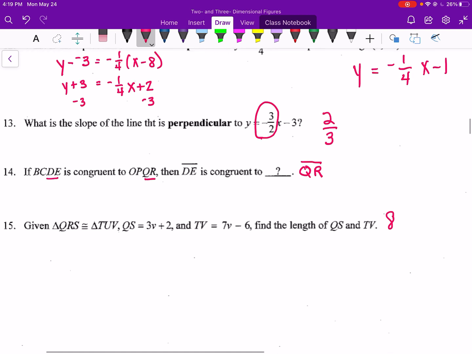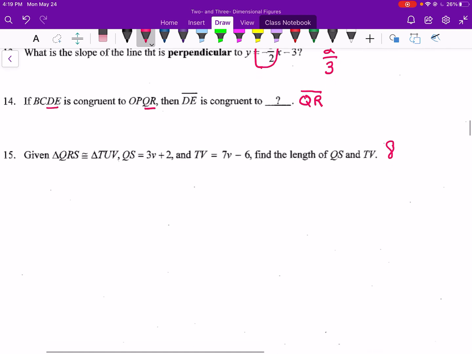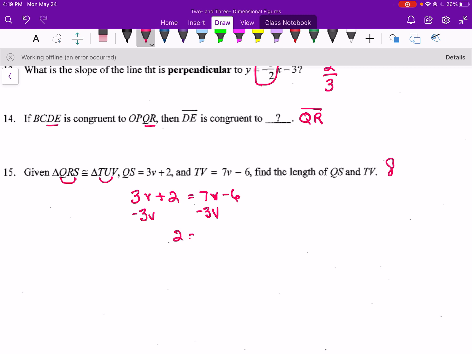Number 15, again, 2 triangles that are congruent. We want to find the length of QS. It is in a corresponding position with TV, so that means QS is congruent to TV. Subtract 3V from both sides of that equation to solve. You get 2 equals 4V minus 6. Add the 6 to both sides and divide both sides by 4. We get V equals 2. They didn't ask us for V, they asked us for the lengths of those segments. So plug that 2 in, and we get 6 plus 2, or 8.